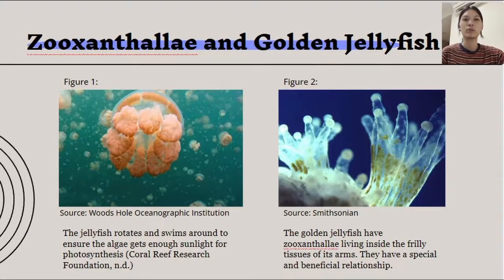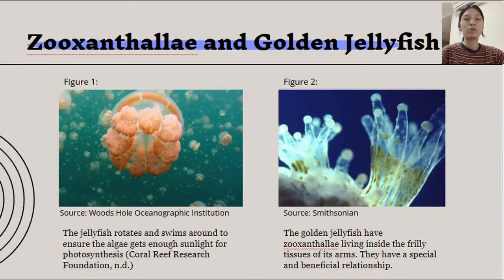Since most research focuses on the study of symbiosis between corals and zooxanthellae, there is a lack of knowledge about other symbiotic cnidarians such as jellyfish. The golden jellyfish have zooxanthellae, the symbiotic algae living in their tissues. As you can see in figure 1, the golden brown substances in the jellyfish's legs are actually zooxanthellae. They have a beneficial relationship, which is a mutualistic relationship.